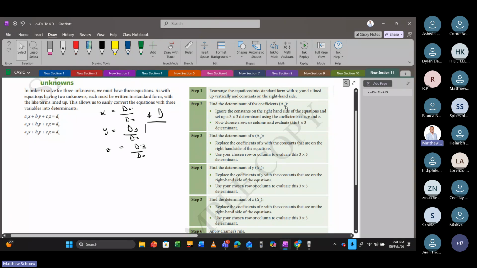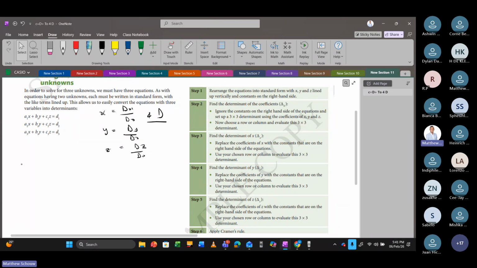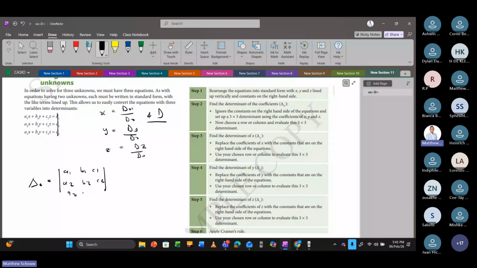Then, to determine delta 0, you guys also use delta. I don't know why I'm using dx. To find the determinant of delta 0, they say all we must do is ignore the constant terms. Delta 0 is the constant matrix, so we eliminate all those terms. All the coefficients we put in the matrix: A1, B1, C1, A2, B2, C2, A3, B3, C3. That's our one determinant.